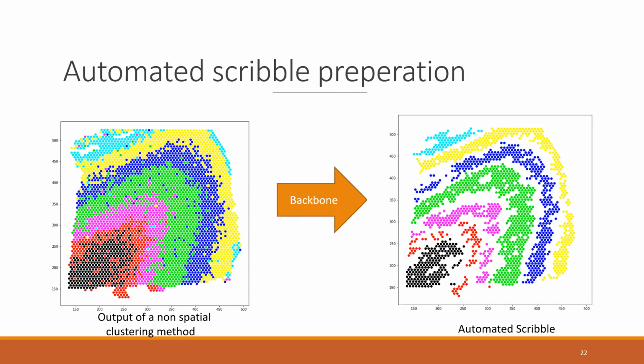So that was our part for the expert scribble option, where we have a scribble from an expert annotator who has identified different regions. But if we do not have the scribble on hand, we can automate the scribble using a backbone approach, in which we take the output of a non-spatial clustering method and find a backbone using an algorithm in which we see each spot, and if all the neighboring spots are of the same label, we take that spot in our backbone.